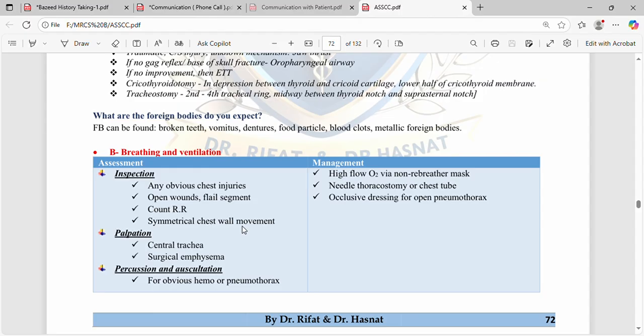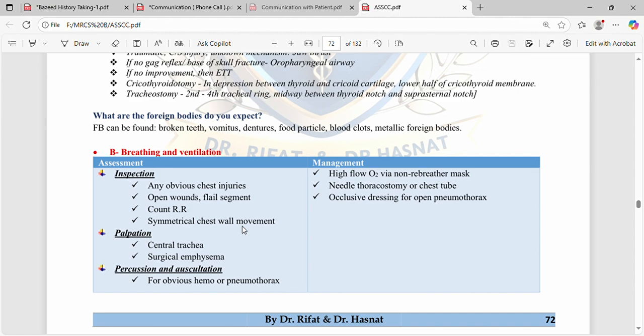So assessment, inspection: any obvious chest injuries, open wounds, flail segment, count respiratory rate, symmetrical chest wall movement. Palpation: central trachea, surgical emphysema. You will feel crepitus if there is surgical emphysema. Percussion and auscultation for obvious hemothorax or pneumothorax.